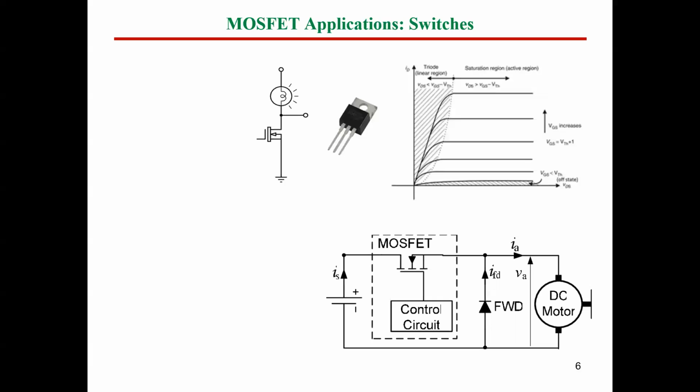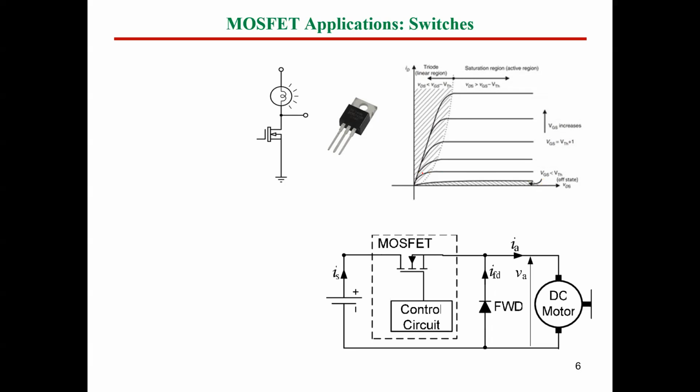The first application for MOSFET used in our life is switch. Switch means we need to turn something on or off. This is the function of any switch. So a switch is going to either connect or disconnect a certain circuit. So how can we do that?